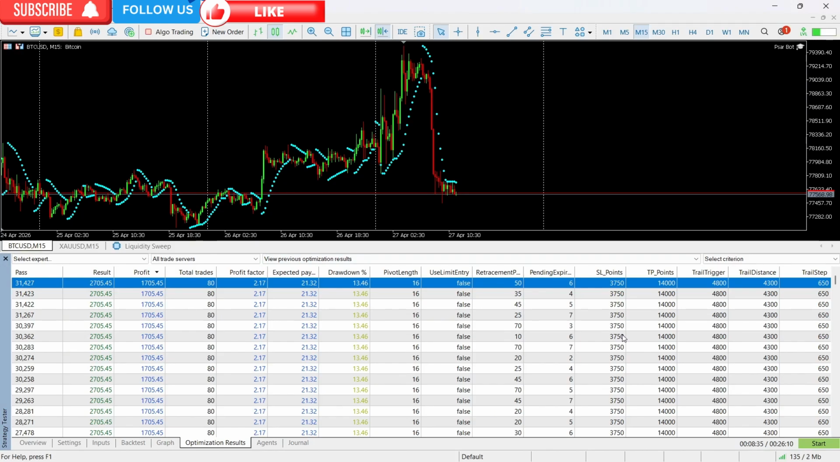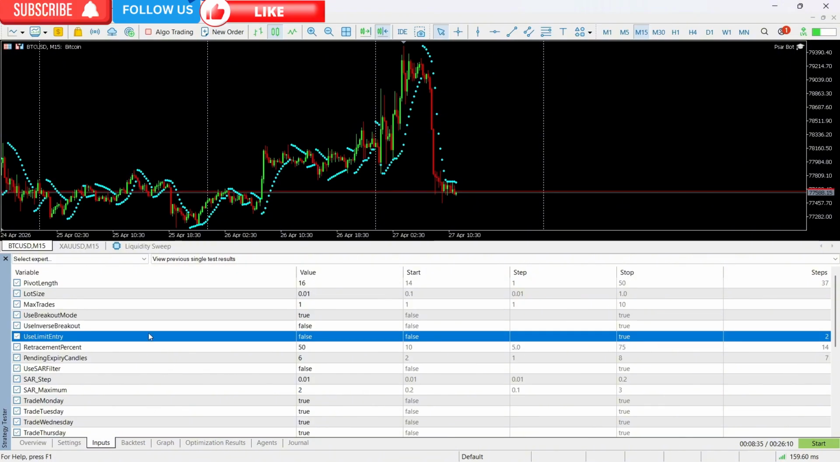So I just want to show you guys the actual breakout mode of this liquidity sweep EA because it has two modes. It has a liquidity sweep mode and it has a normal breakout mode. So the liquidity sweep mode is the inverse breakout mode. So I'm just going to show you the regular breakout mode.